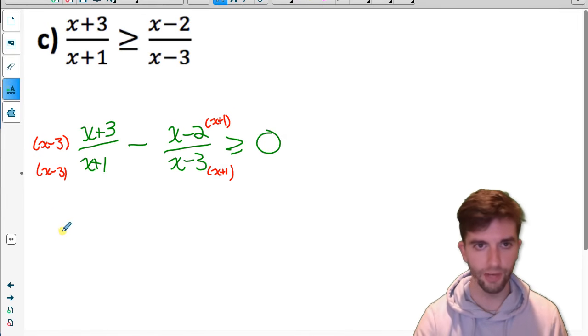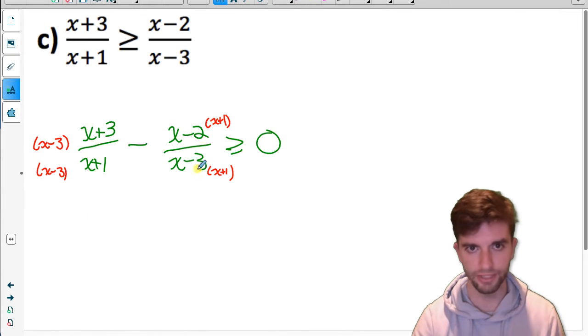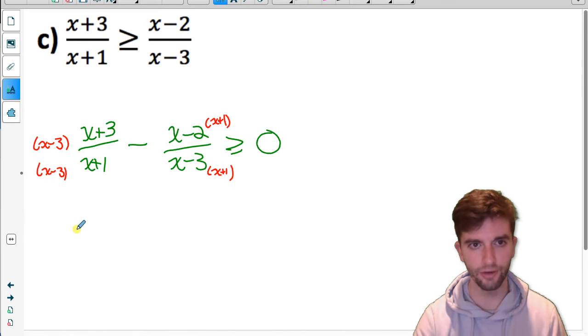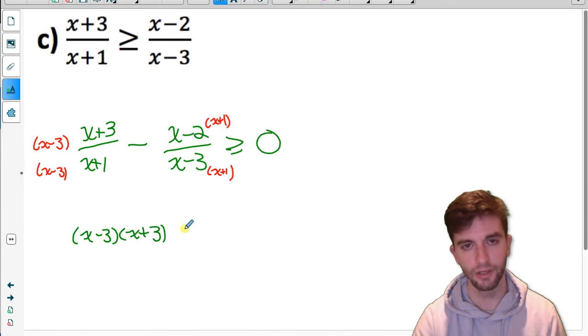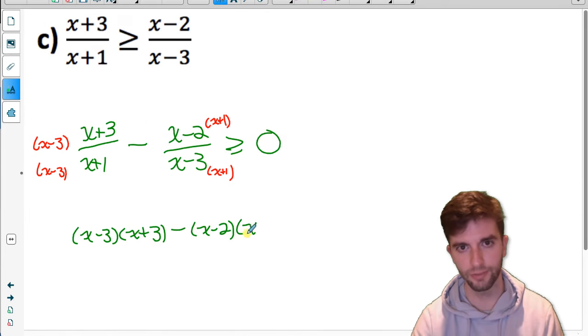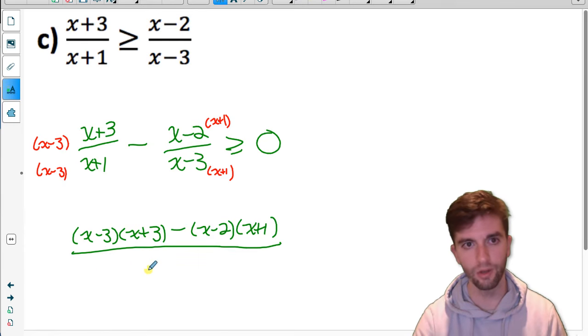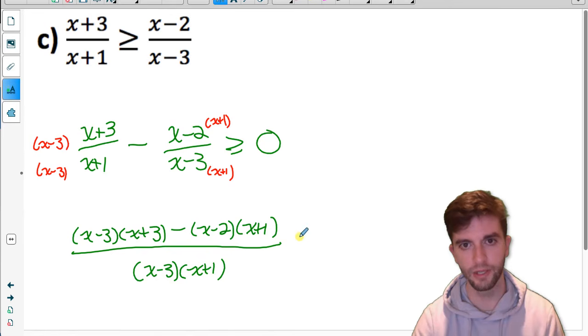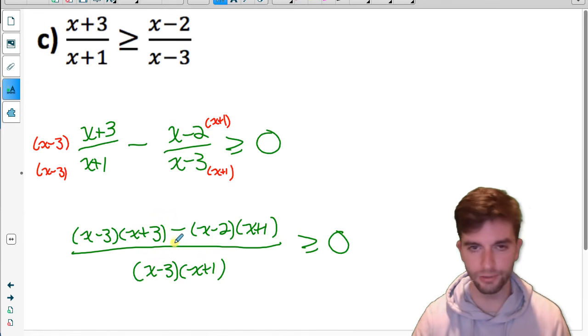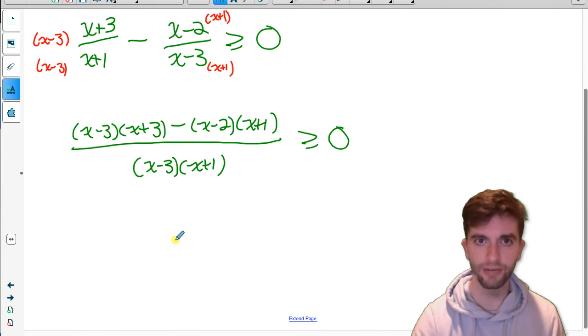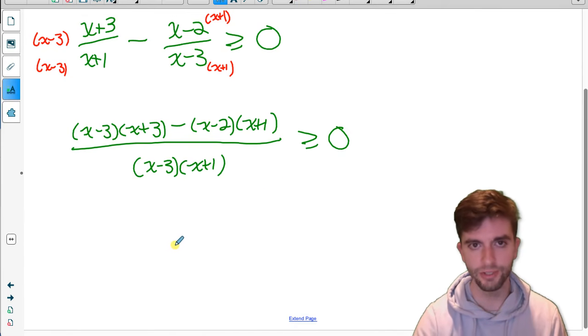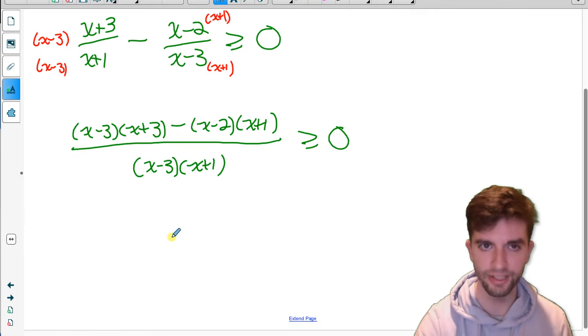Now you should notice they both have a common denominator, x minus 3 times x plus 1. So I can write this as a single fraction. x minus 3 times x plus 3 minus this product, x minus 2 times x plus 1, all over that common denominator, x minus 3 times x plus 1. And we want to know, when is this greater than or equal to 0? To figure that out, I'm going to have to find the x-intercepts and vertical asymptotes, and then test points within the intervals.